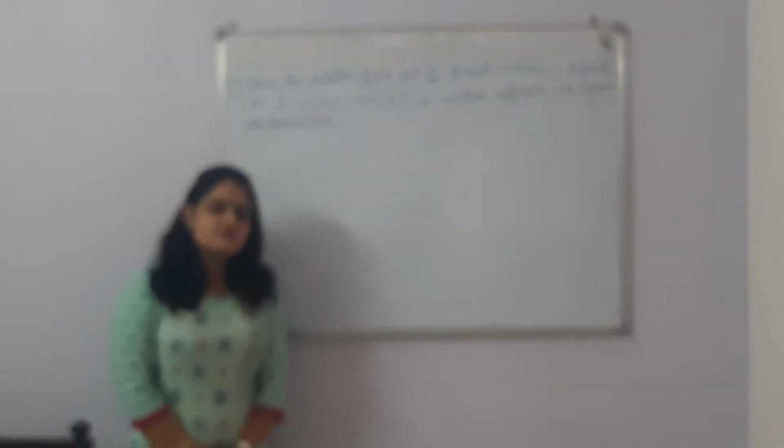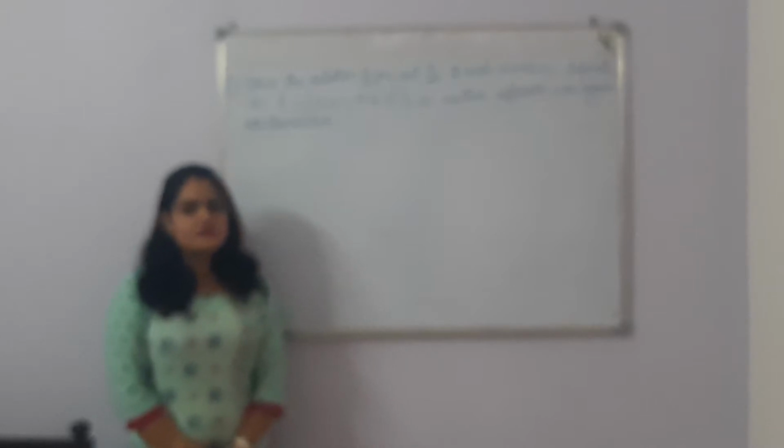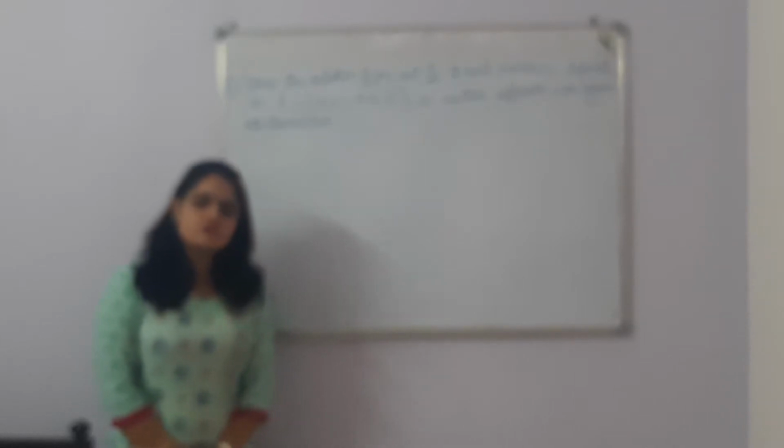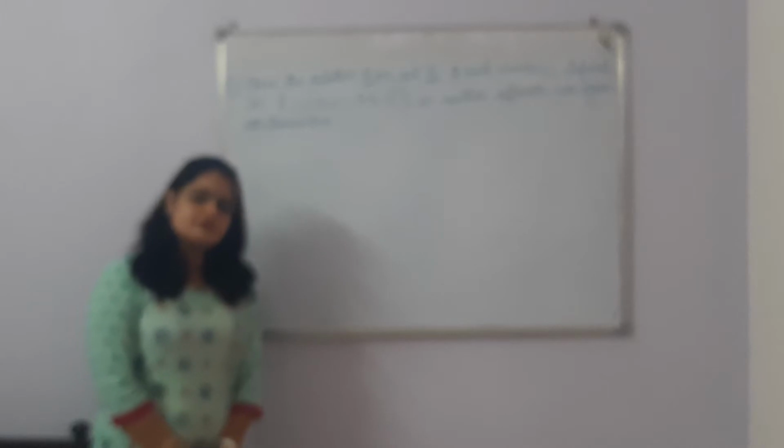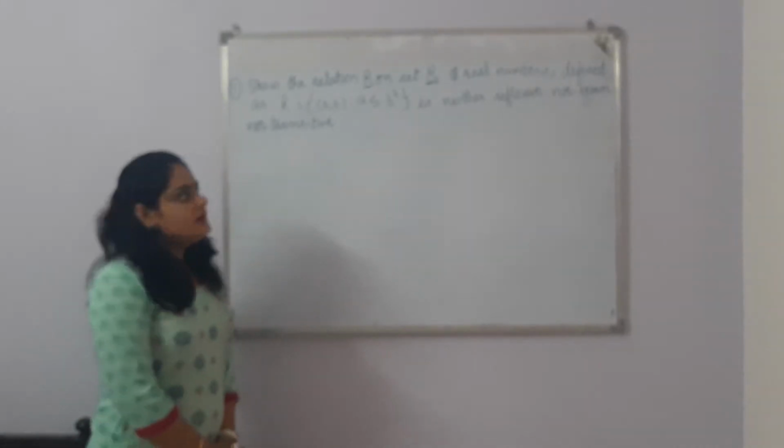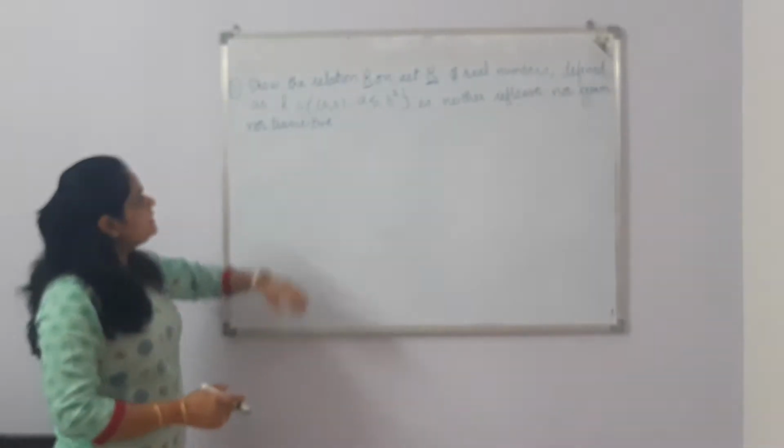We are doing relations and functions. In the previous video, we learned there are three types of relations. One is reflexive, another one is symmetric, and the last one is transitive. Let's do one more question based on the same criteria.